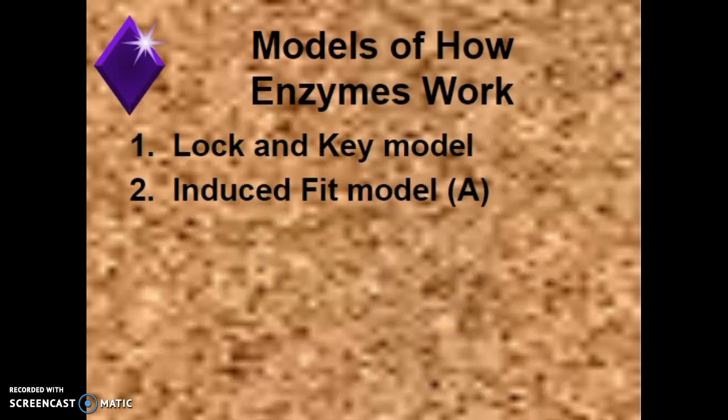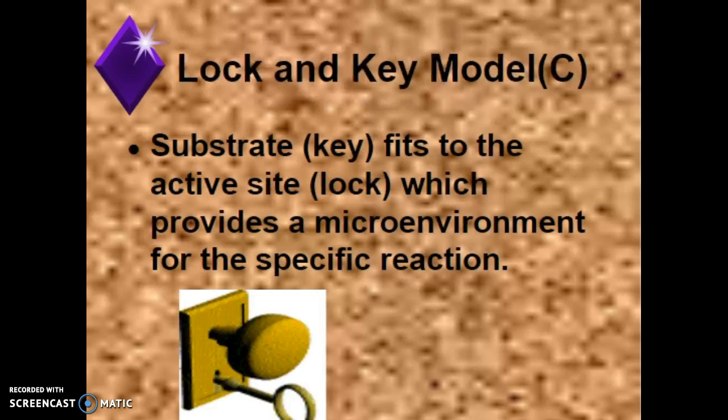Two types of models. Essentially, these are ways of explaining how enzymes work. There are competing models. There's the lock and key model, which I called level C. That probably should be at least a level B. But the lock and key model has kind of been outdated.